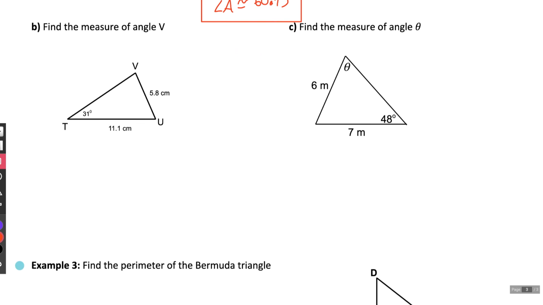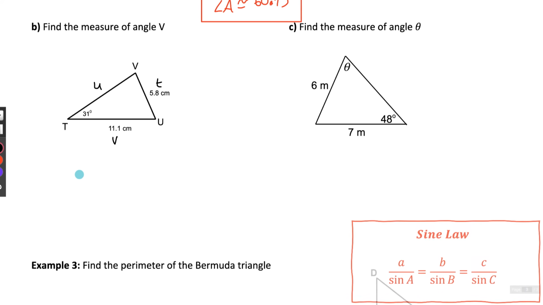Let's try a couple more. Part B says find the measure of angle V. Let me label the sides of this triangle. Across from angle V is side V, across from angle T is side T, across from angle U is side U. In this triangle, I know two sides, and the angle opposite from one of the two sides, so we can use sine law to find the other angle that's opposite from the other side we know.